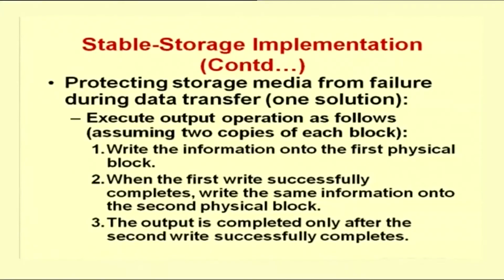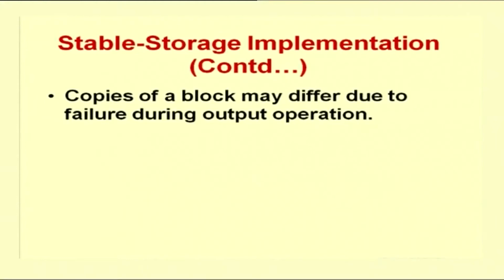Now, the output is completed and you say that the transfer is completed only after both the write operations are completed, because if only one is completed you do not say so. So, the atomicity of the operation is that both the copies are created, only then you say that the operation is complete. So, copies of a block may differ due to failure during the output operation. When you are writing, what will happen? You have written the first block, during the second block failure occurs. If that happens, the copies of the blocks will be different.